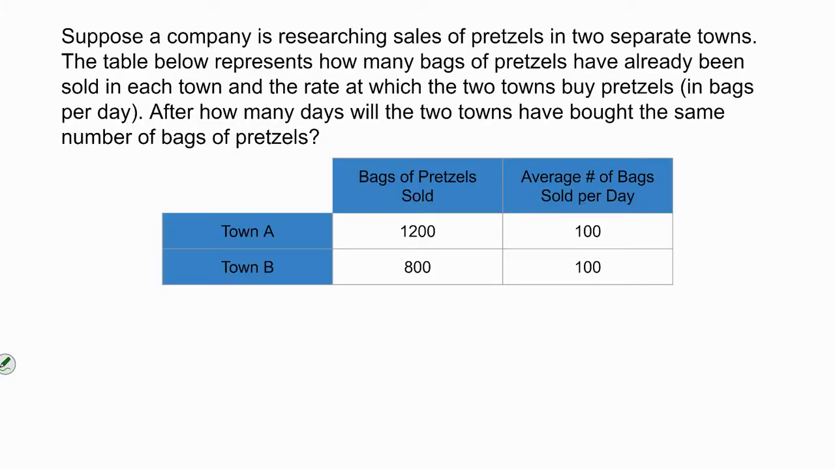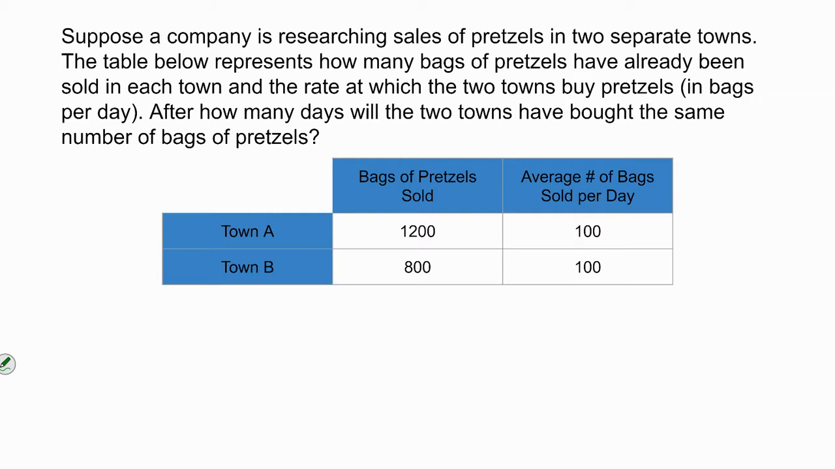And we're back to selling pretzels and looking at our market research. So suppose a company is researching sales of pretzels in two separate towns again. The table below represents how many bags of pretzels have already been sold in each town and the rate at which the two towns buy pretzels in bags per day. After how many days will the two towns have bought the same number of bags of pretzels?